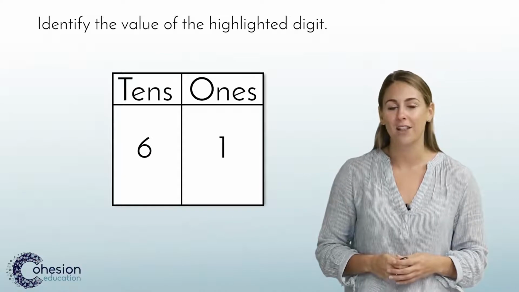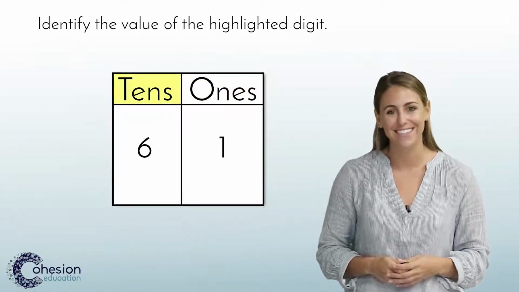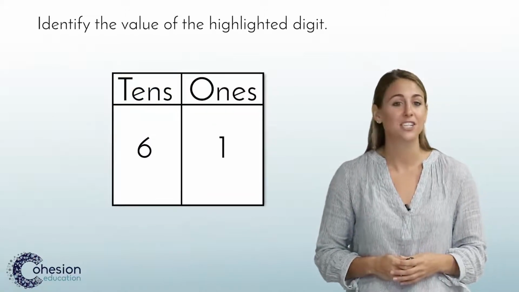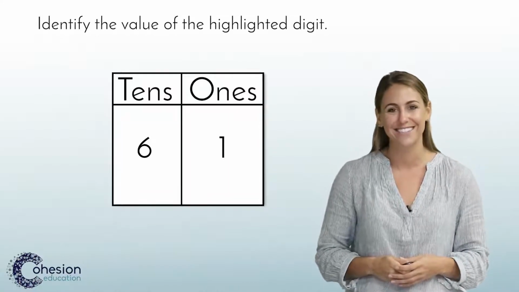Digits in the right column represent ones. The digits in the left column represent tens. Students had exposure to place value, representing 2-digit numbers, and identifying tens and ones in previous first grade lessons.